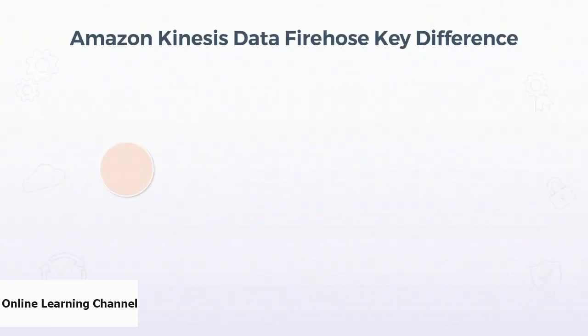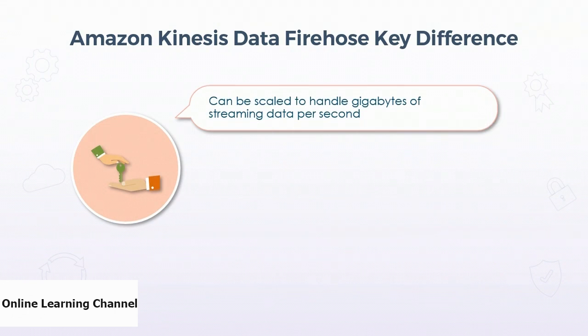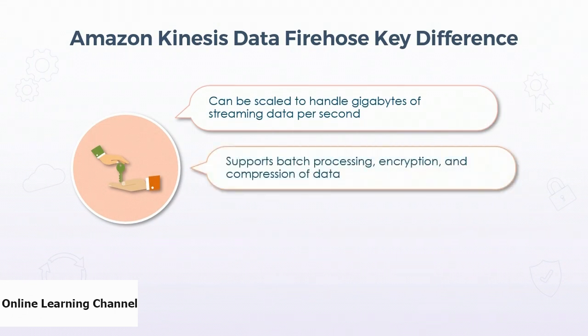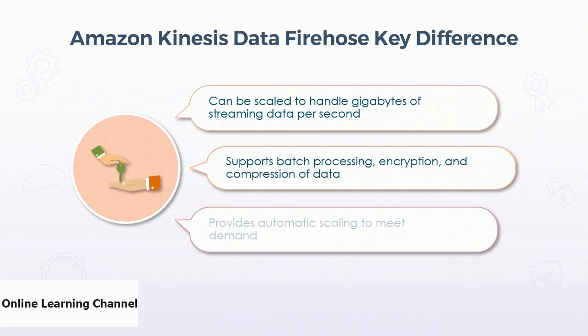One key difference between Firehose and Kinesis streams is that Firehose can be scaled to handle gigabytes of streaming data per second. And it has capabilities for batch processing, encrypting, and compression of data. As Firehose scales to meet demand, it is different from Kinesis streams in which the user has to manually provision enough capacity to meet anticipated requirements.